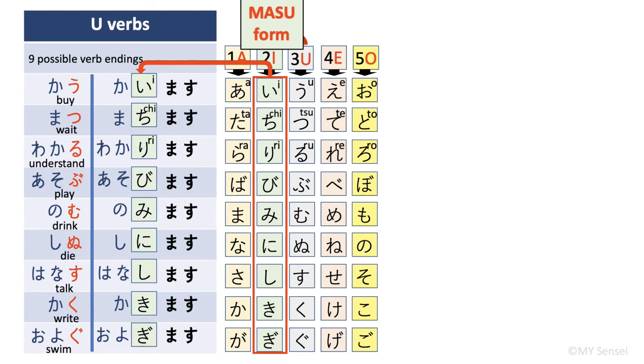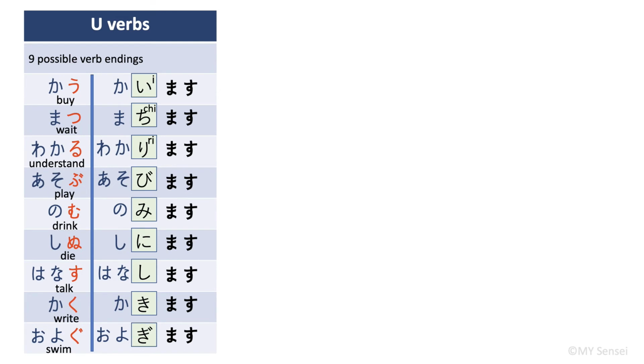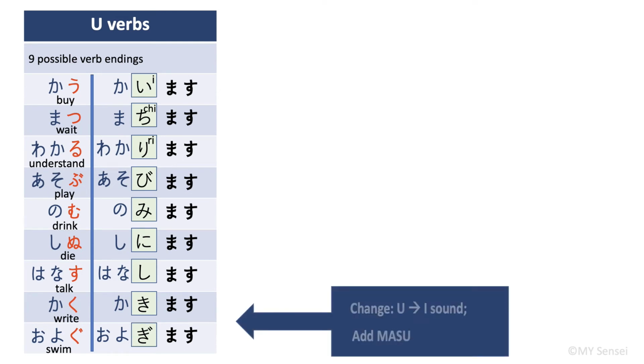By doing so, we are changing kau to its masu form, kaimasu. Now apply the same rule to matsu. So its masu form is machimasu. Now apply the same rule to wakaru. Its masu form is wakarimasu. You can pause the video and practice the rest of the masu forms. The meaning of the short form is exactly the same as its masu form. The only difference is we use the short forms in casual speech and the long forms in polite speech. In summary, to get masu forms of U verbs, we will need to change the U ending to E sound first and then add masu.